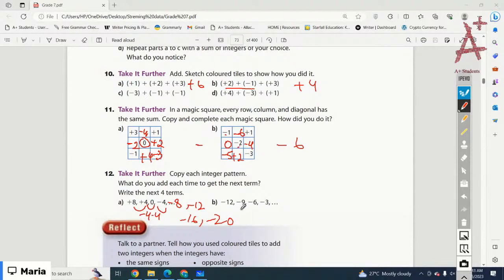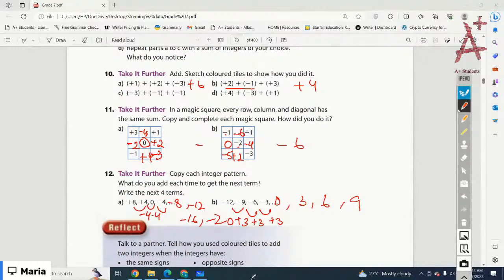Okay, here every time you are adding 3. Negative 12 plus 3 makes negative 9. Negative 9 plus 3 makes negative 6. Negative 6 plus 3 makes negative 3. Negative 3 plus 3 makes 0. 0 plus 3, 3. 3 plus 3, 6. And 6 plus 3, 9. Right? For A part, you are adding negative 4 every time, and for B part, you are adding 3 every time. Right? Okay, we are done with 2.1 and 2.2.